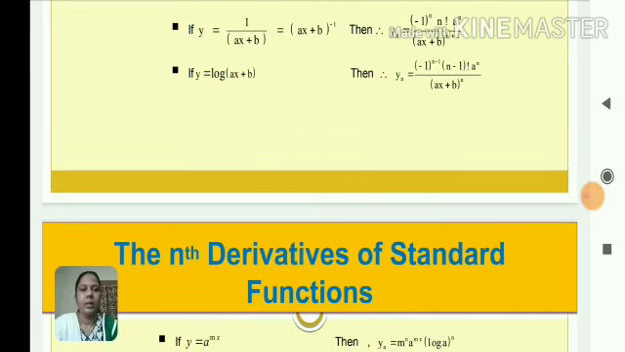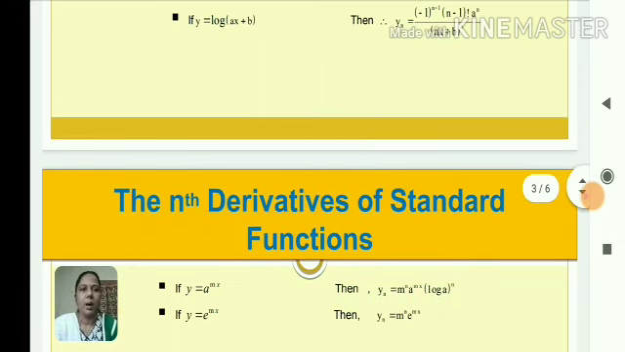Next is y is equal to 1 upon x plus b, that is equal to (x plus b) raised to minus 1, then y_n is equal to minus 1 raised to n, n factorial, a raised to n upon (x plus b) raised to n plus 1. Next function is y is log of (ax plus b), then y_n is minus 1 raised to n minus 1, (n minus 1) factorial, a raised to n upon (x plus b) raised to n.